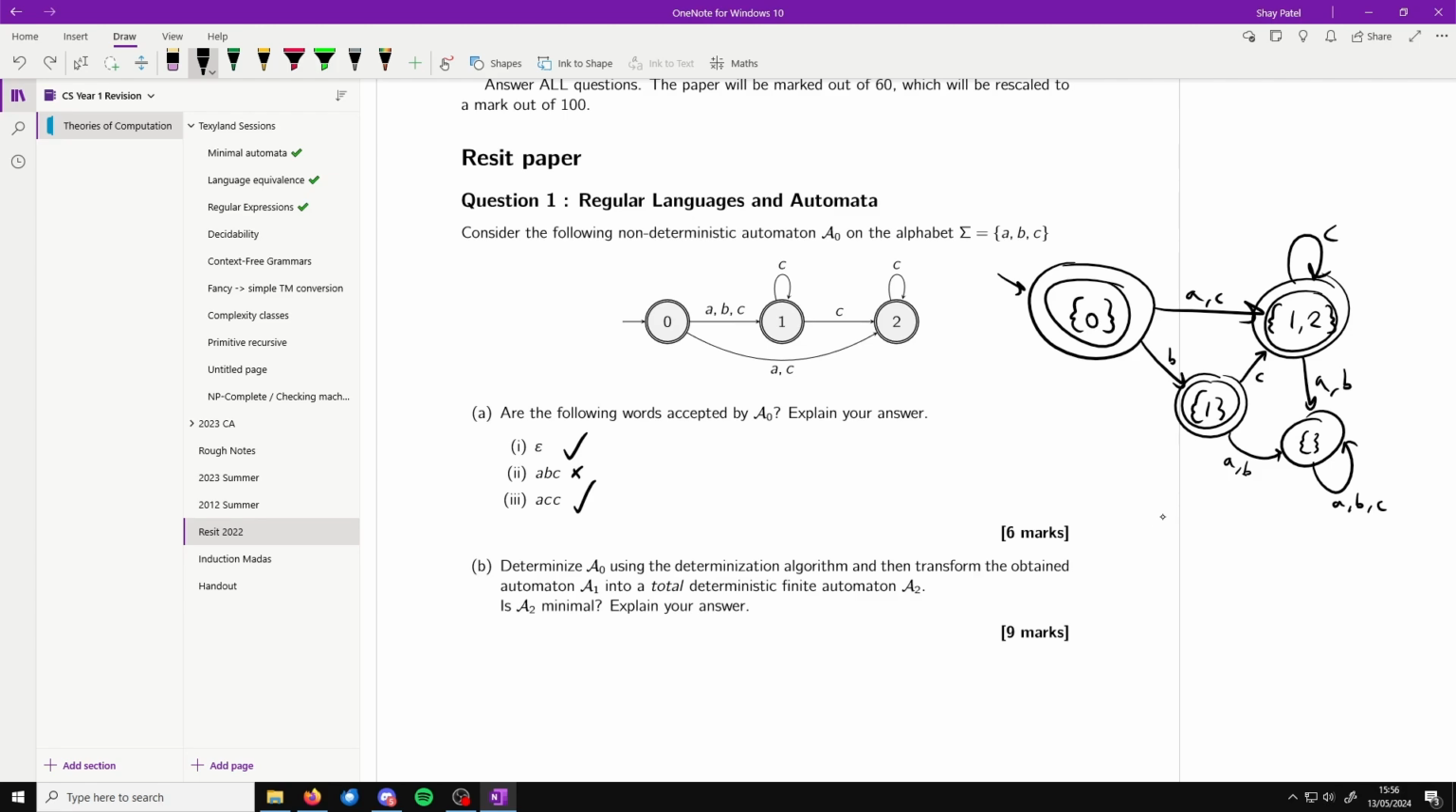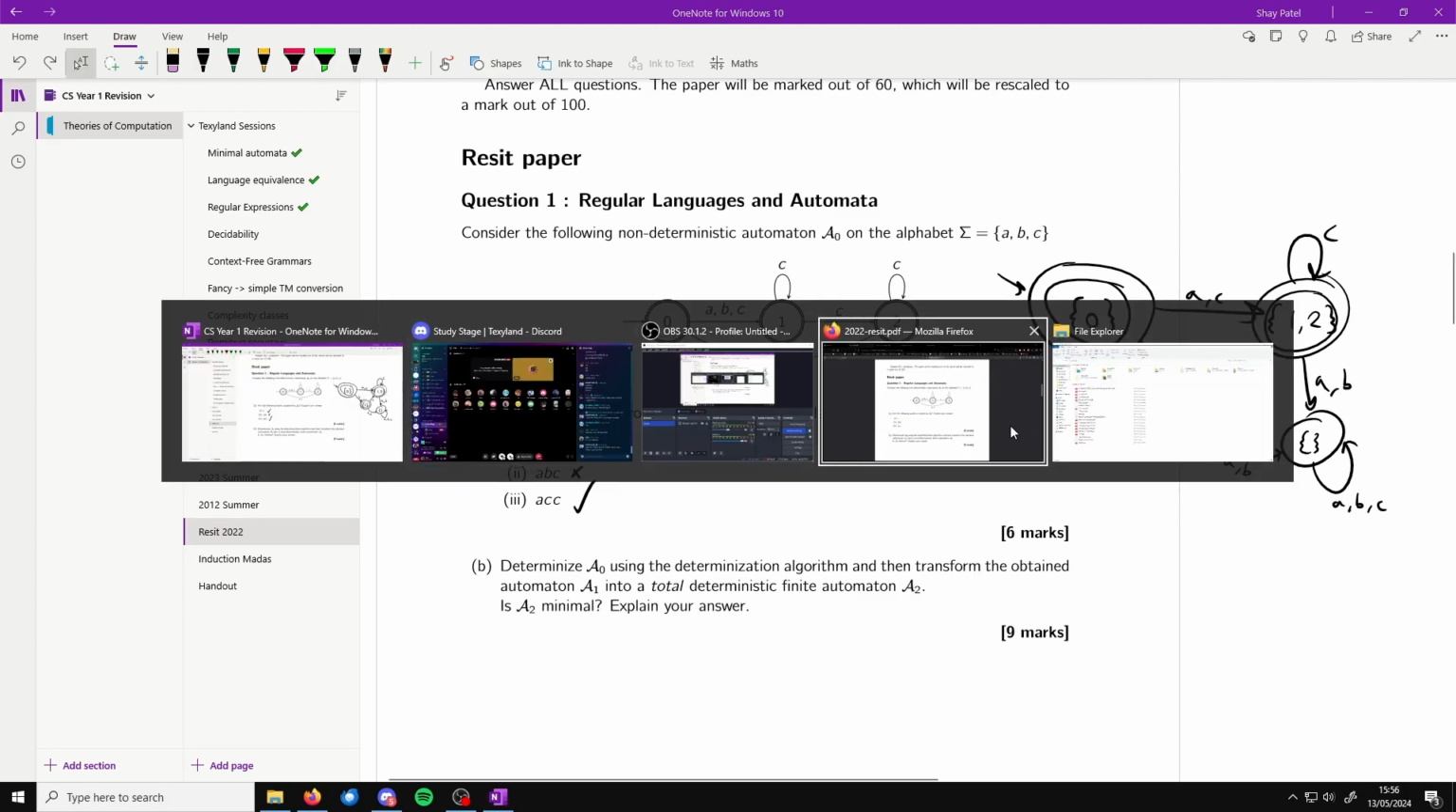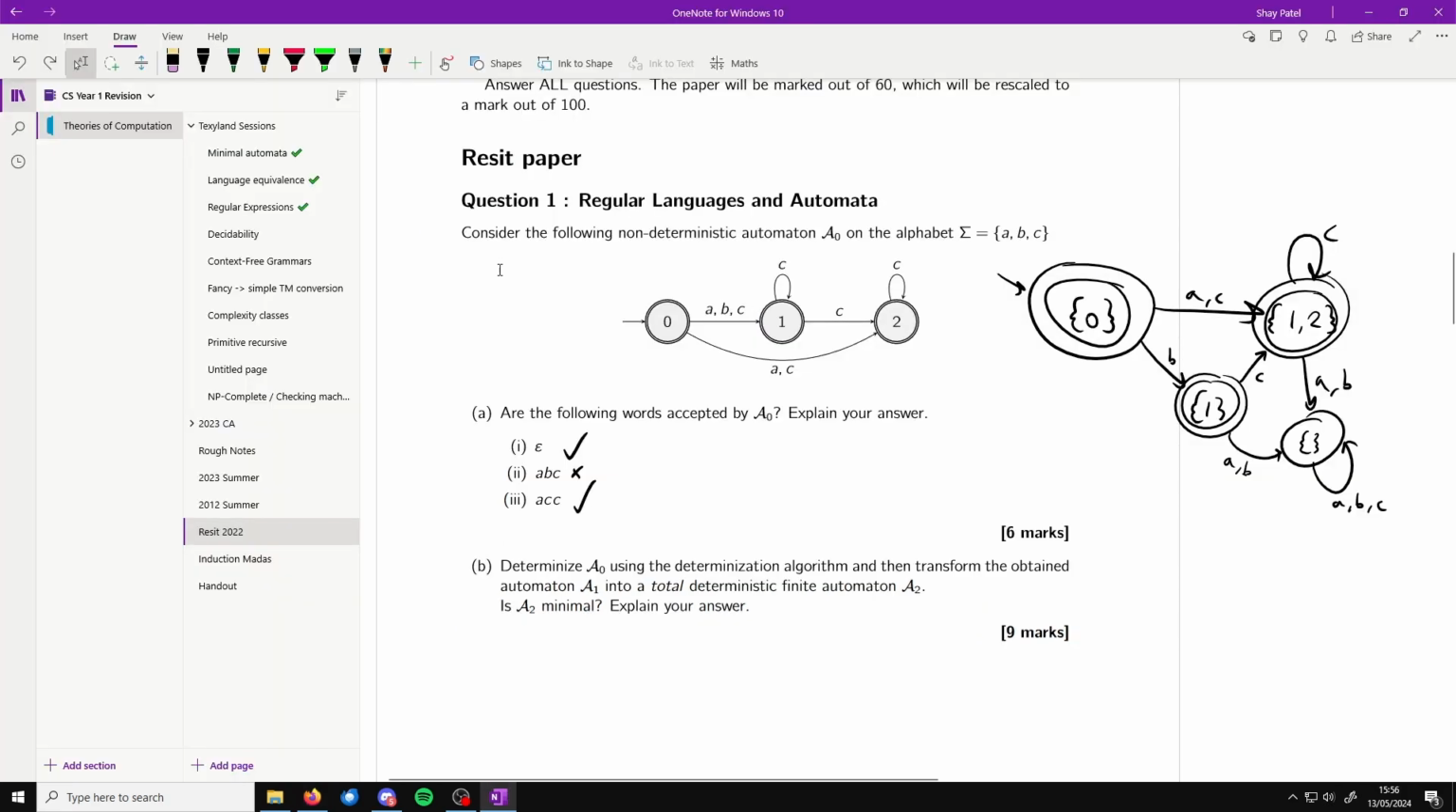So this is a total DFA. Let me just cross compare. Oh, there are no solutions. Never mind. Okay. If anyone has any issues with this answer, let me know. Why don't you have a separate state for 2 only?